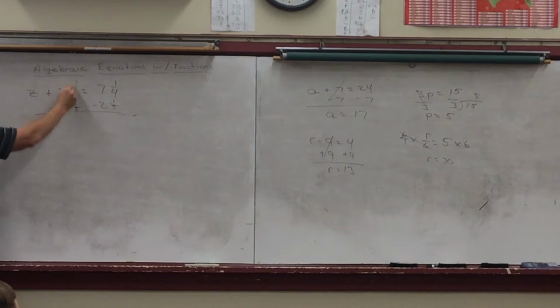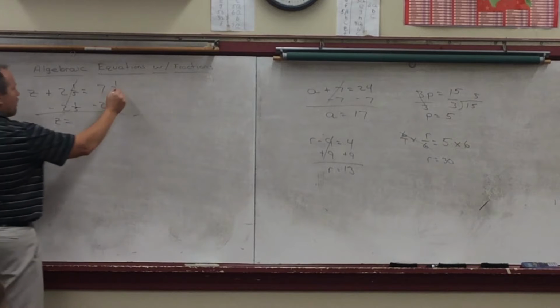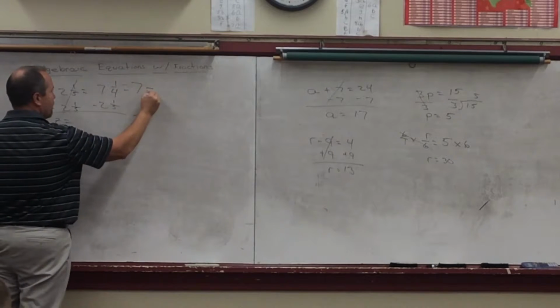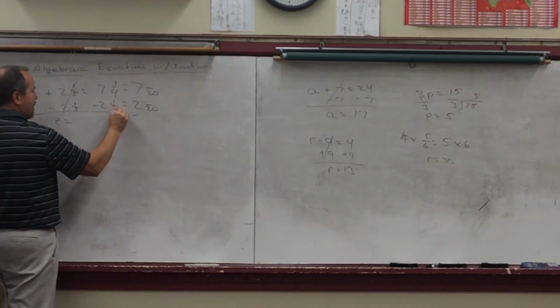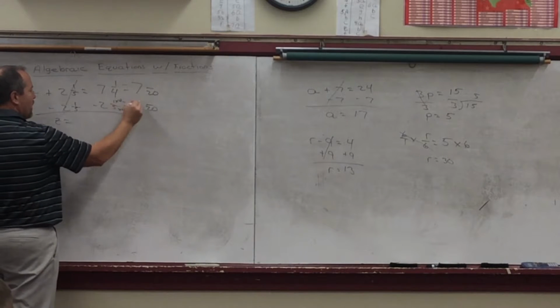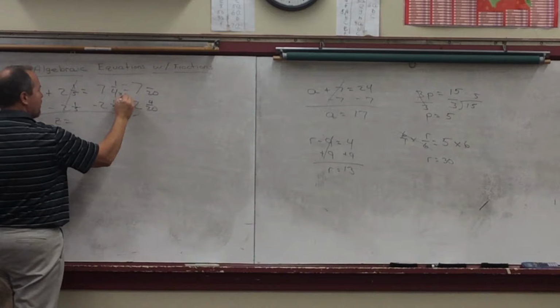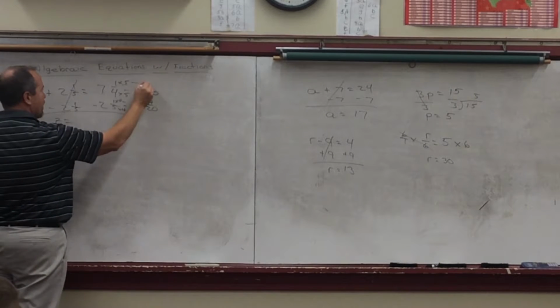Now, when we do that, these cancel. We're left with z equals. And now when we subtract, we need to get a common denominator. Common denominator is going to be 20. So 7 1/4 equals 7 and something over 20. 2 1/5 is 2 and something over 20. 5 times 4 is 20. Take the top times 4. 1 times 4 is 4. 4 times 5 is 20. Take the top times 5. And 1 times 5 is 5.